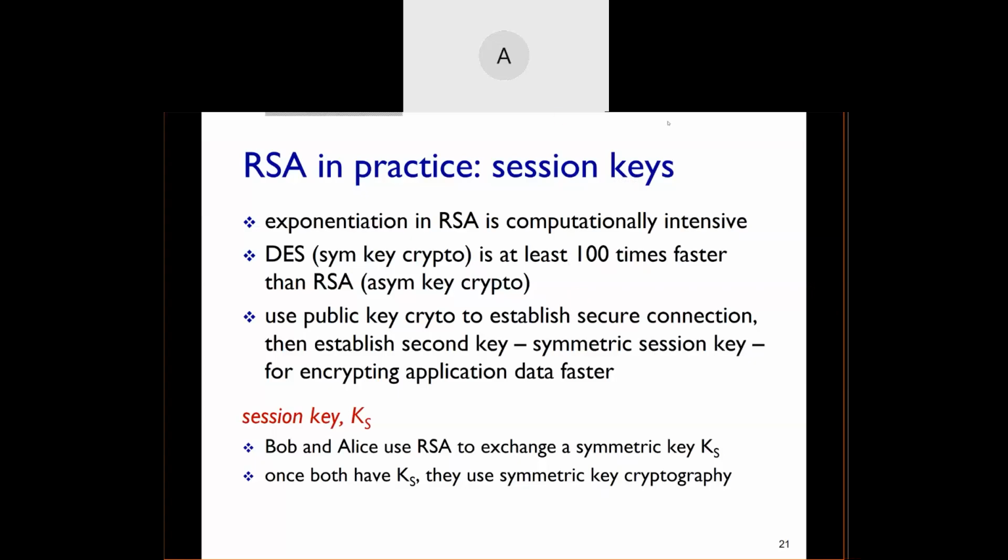Sir, although we cannot do statistical analysis, we can do a chosen plain text attack on RSA, right? You can do, yeah. In fact, I was saying, right. That in fact is very popular.